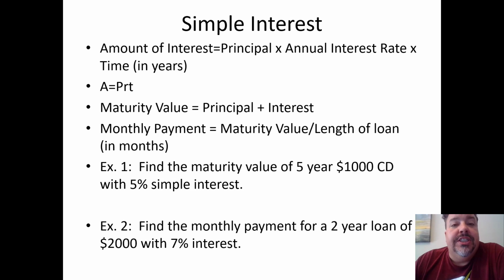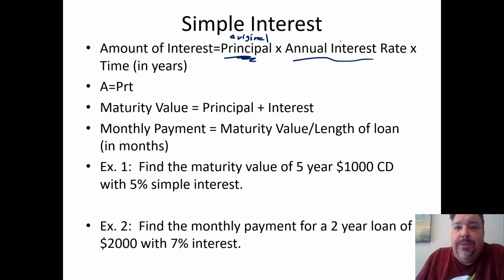The next thing we're going to do is to find simple interest. And to find simple interest, we're going to use this formula. The formula is A = PRT. A is the amount of interest. P is the principal. That's the amount that we put into the loan or that we borrow. So that's the original amount. So where it says principal, think of that as the original.